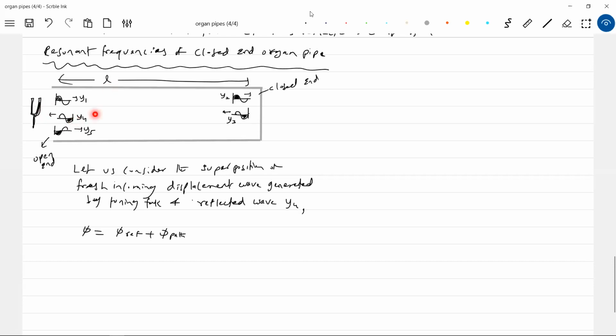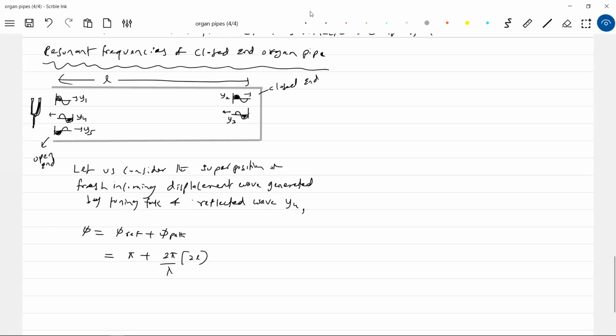Due to what? Due to path, and also because it got reflected, so I'm adding both here. Due to reflection, how much phase change? Pi radian. Due to path, how much should it be? Due to path, it is 2 pi by lambda into 2L.